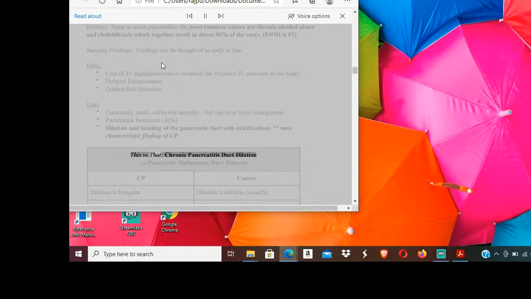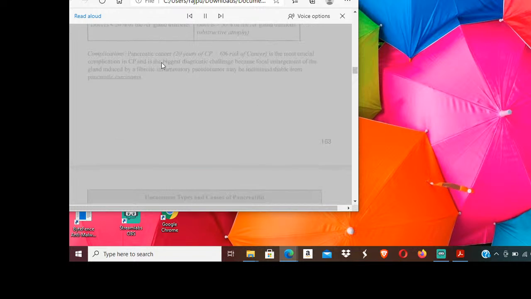This versus that, chronic pancreatitis duct dilation versus pancreatic malignancy duct dilation. CP: dilation is irregular, duct is less than 50% of the AP gland diameter. Cancer: dilation is uniform, usually, duct is greater than 50% of the AP gland diameter, obstructive atrophy.